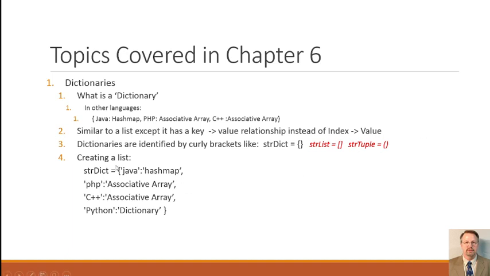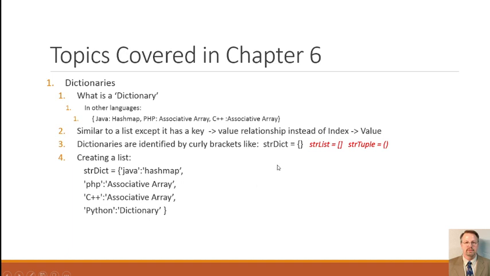So here's a simple way to create a dictionary. In this dictionary, we have a string dictionary. The key is Java, the value is hash map. The key is PHP, the value is associative array. The key is C++, the value is associative array. The key is Python, the value is dictionary.